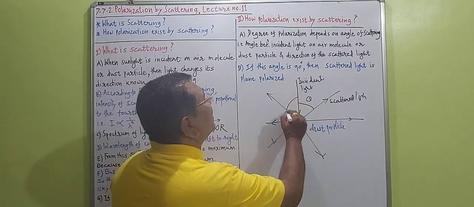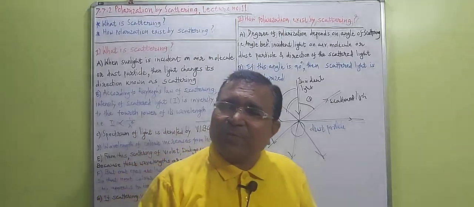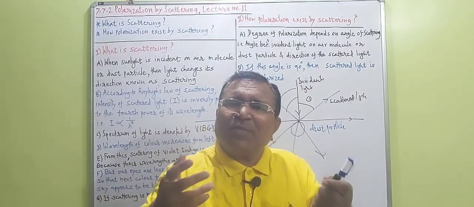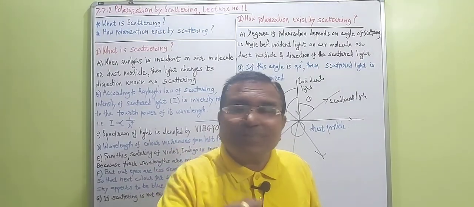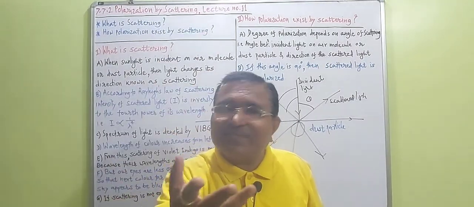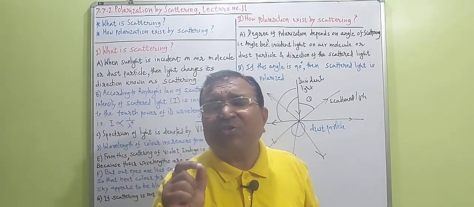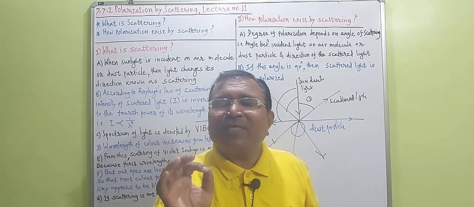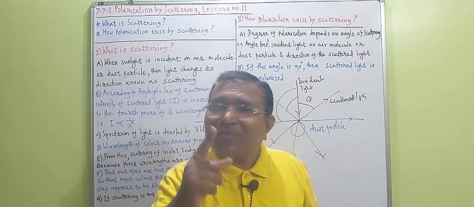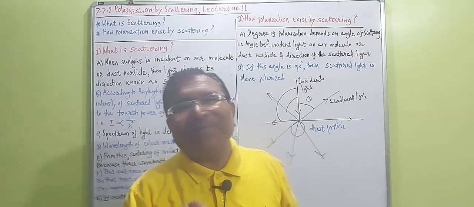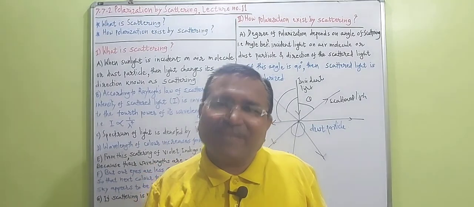This is also another angle. So there are various types of angles because there are many possible ways to scatter light from the dust particle when the light is incident on a dust particle or air molecule. So in short, the degree of polarization depends upon the angle of scattering. What is meant by angle of scattering? The angle between incident light and the direction of scattered light.